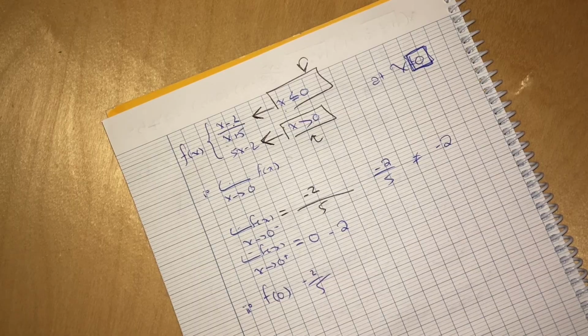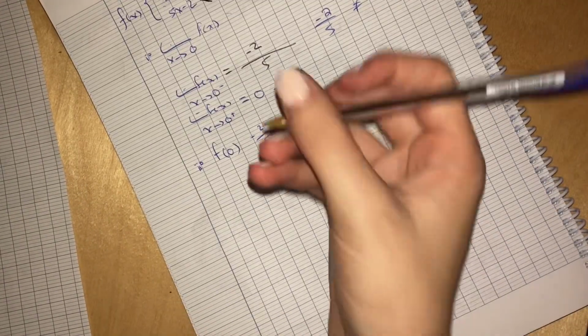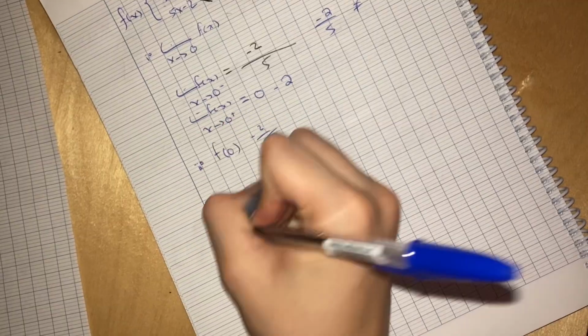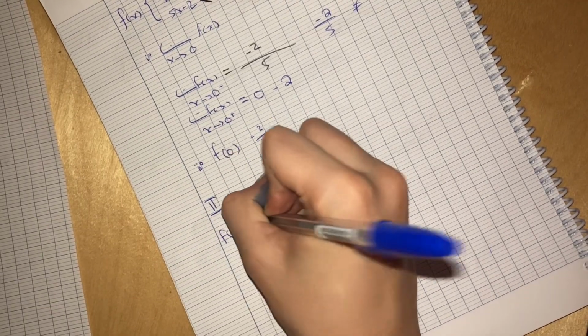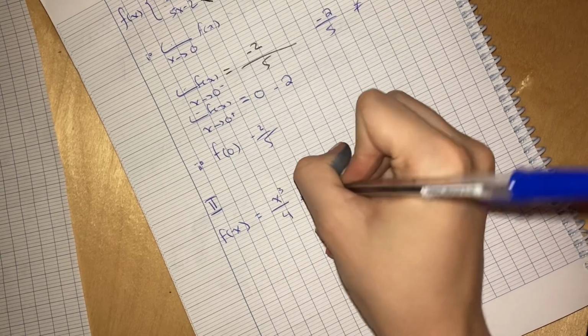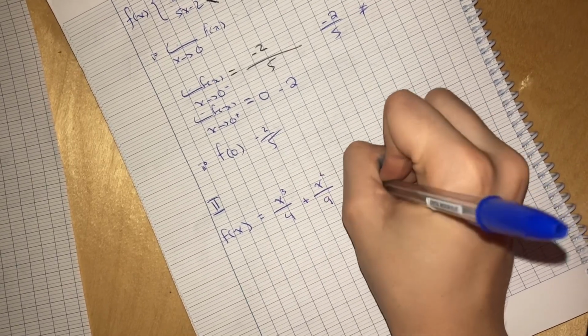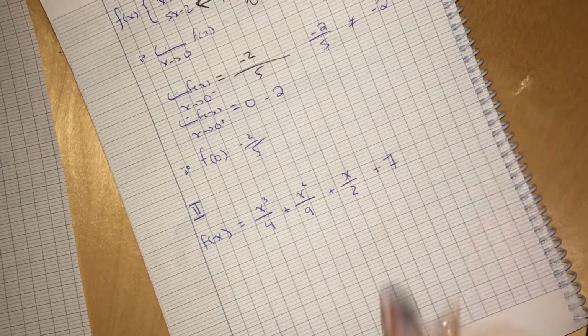Now, moving on to the next question, derivatives. Find the derivative of these 5 equations. We're going to start with the very first one. Find the derivative of f of x being equal to x power 3 over 4 plus x power 2 over 9 plus x over 2 plus 7.